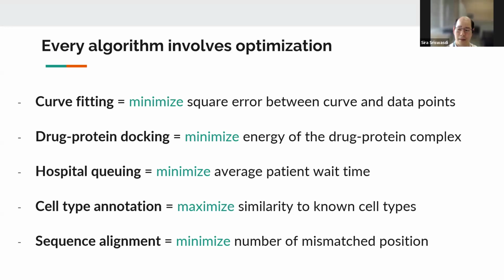So you're minimizing something, you're optimizing something. If you want to improve the queuing of the hospital, like in the example that I mentioned, you want to minimize the average waiting time for the patient. So you are going to optimize something.